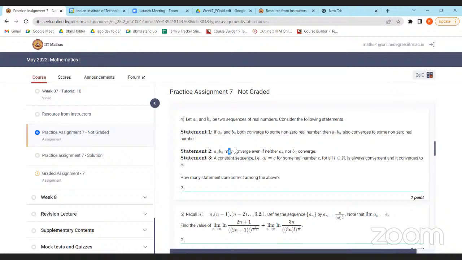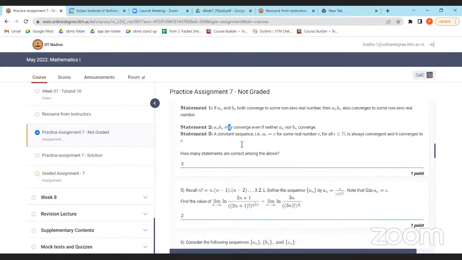Okay, sir. But it should converge eventually. Yeah, it will converge, because we are taking the product of it, right? Okay.